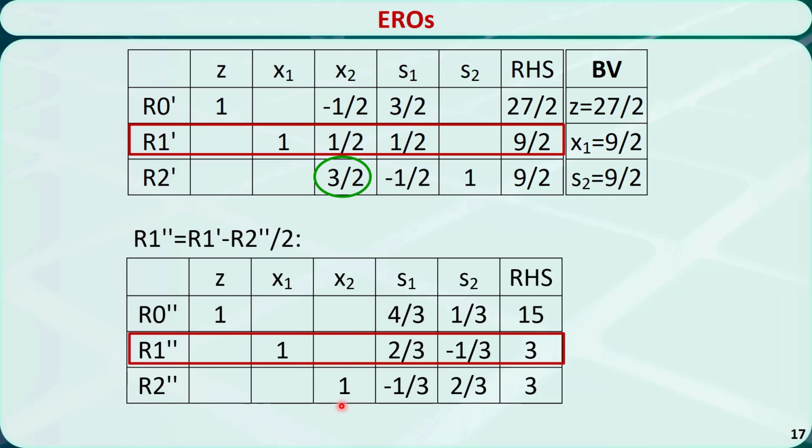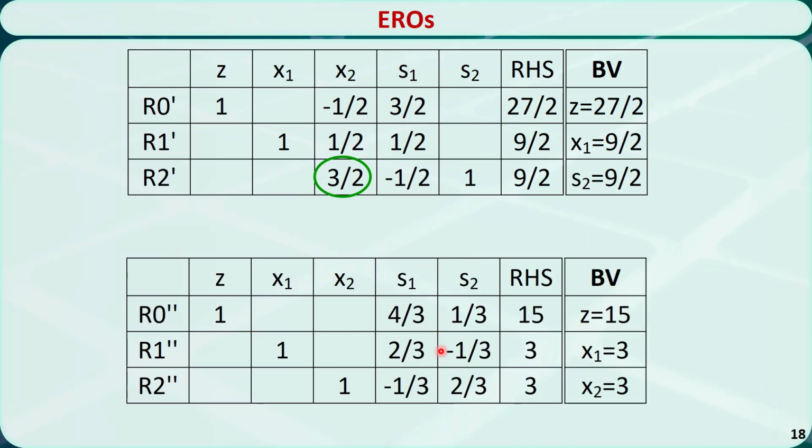Now the basic variables are x1 and x2, and non-basic variables are s1 and s2. We set non-basic variables to 0 and solve for basic variables. The basic variables are x1 equal to x2 equal to 3. The z value is 15. So we used the pivoting procedure to go from one basic feasible solution to a better adjacent basic feasible solution with the largest z value. This is the second iteration.